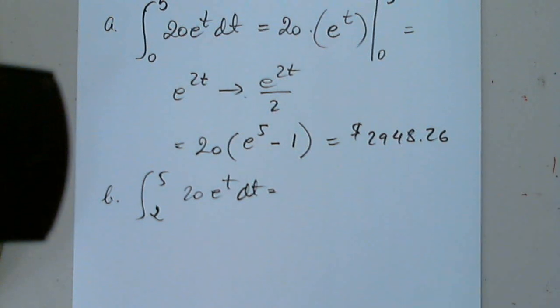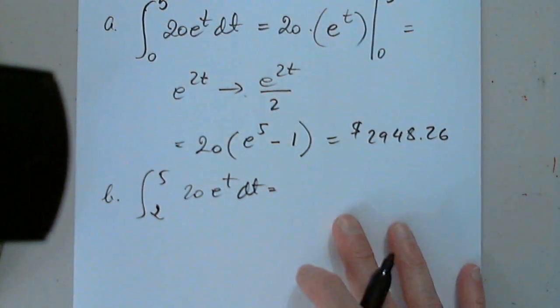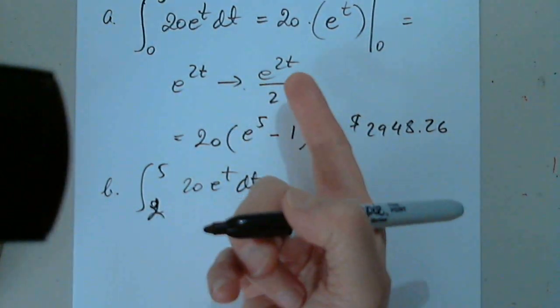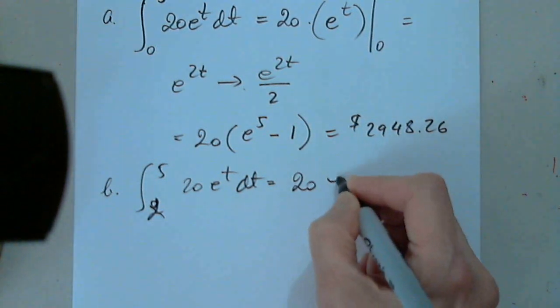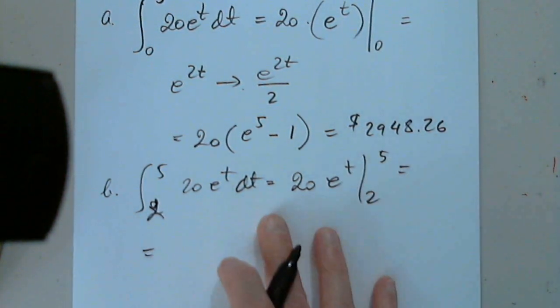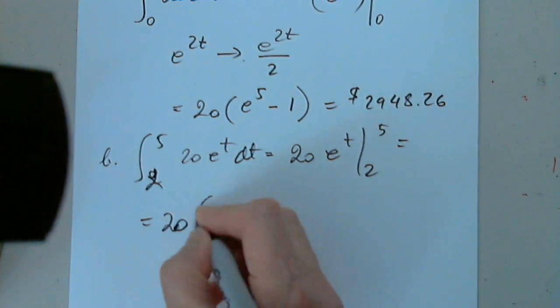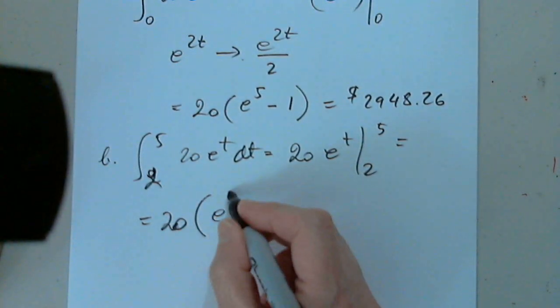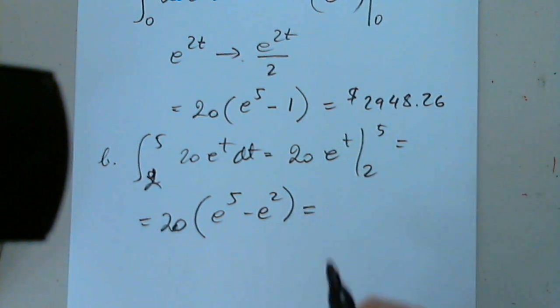We don't have to determine the antiderivative again because we already have it. It's already here. So we have 20e to t from 2 to 5. So this will be 20, keep the constant outside, it's a factor, times e to the 5th minus e to the 2nd. And that's all we need to calculate. Any questions on this so far? Any questions?